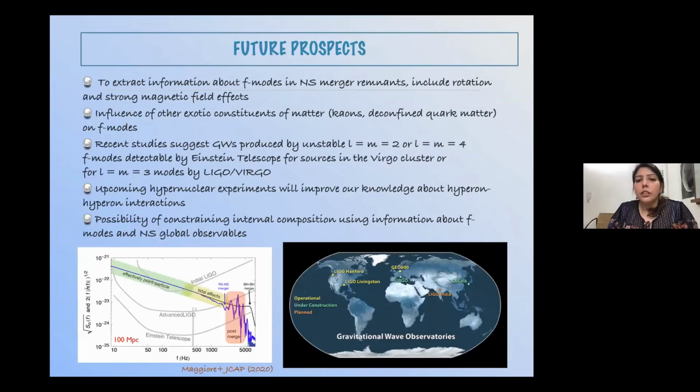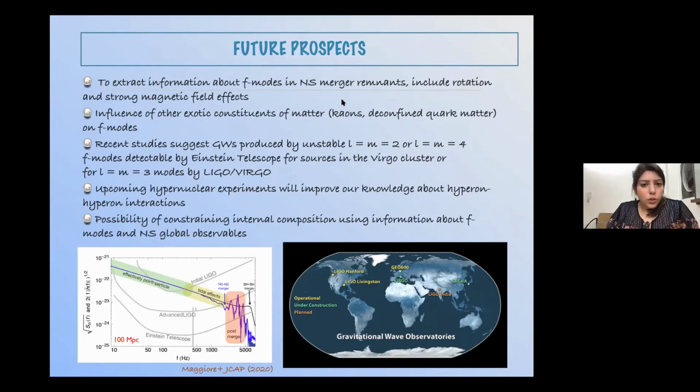So finally, in future, we have a lot of interesting things coming up. First of all, there are these hypernuclear experiments which are going to improve our knowledge about hyperon-hyperon interactions, particularly the repulsive interaction.